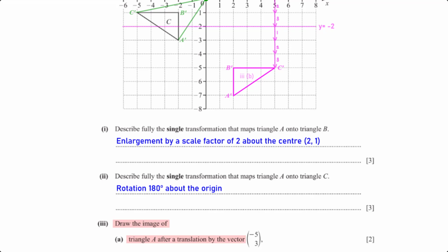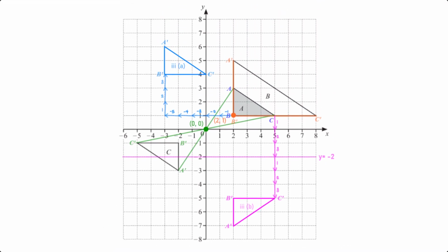Draw the image of triangle A after a translation by the vector -5, 3. For this translation, the translation vector dictates that we move each of the vertices of triangle A 5 units to the left and 3 units upwards. On the diagram, the movement for point B has been shown. After repeating the same process for all the other points as well, we are able to map out the translated image of triangle A.